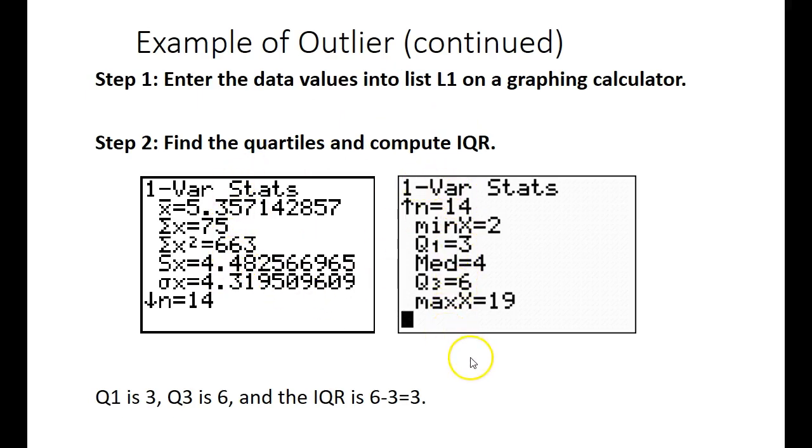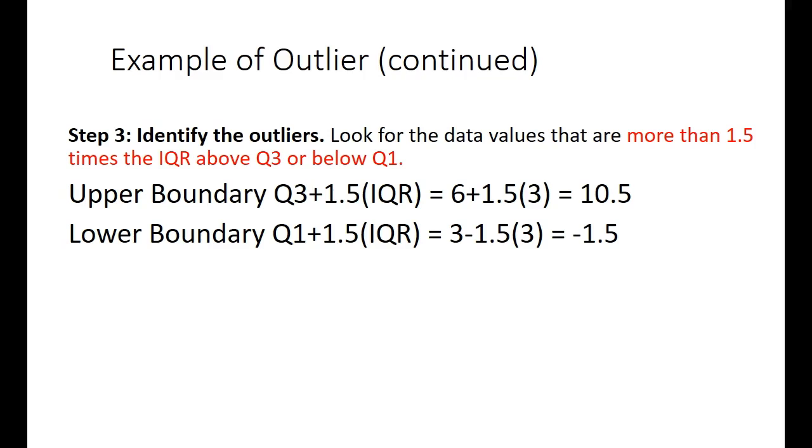If you arrow down, you'd see all of those numbers. So we want the interquartile range and the first and third quartile. The formula for outliers is to take the third quartile and add 1.5 times the interquartile range. In this case, that's 6 plus 1.5 times 3. This gives us our upper boundary. Anything larger than this upper boundary would be considered an outlier. Anything in our data set greater than 10.5 would be considered an outlier.